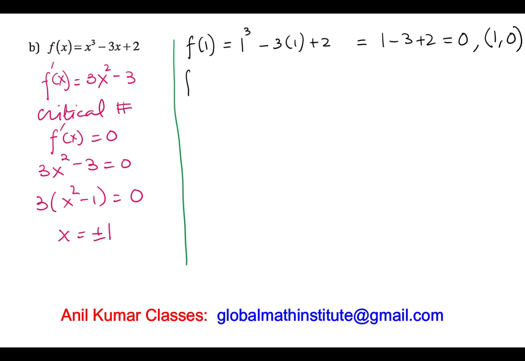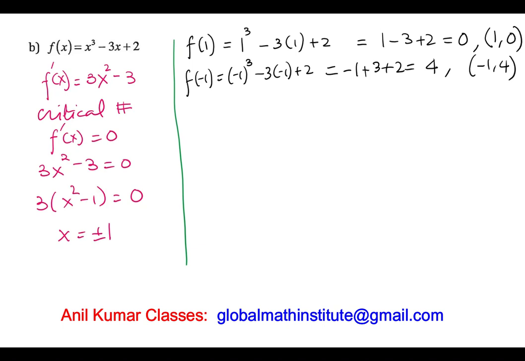Similarly, let's find the value at minus 1. So we have minus 1 cube minus 3 times minus 1 plus 2, right? Which is minus 1 plus 3 plus 2. 5 minus 1 is 4. So we have a point at minus 1, which is (-1, 4), correct? It's a cubic function. We got these 2 points.